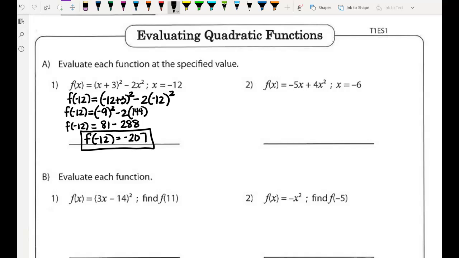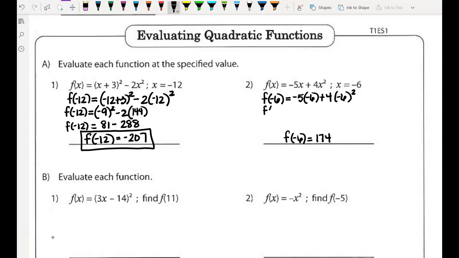I want you to try number 2 there to evaluate f of x equals negative 5x plus 4x squared when x equals negative 6. So they're asking for f of negative 6. So we have negative 5 times negative 6 plus 4 times negative 6 squared. I'm going to pause for a moment while you work that out. So what do we get for f of negative 6? 174. We should get f of negative 6 equals 174.